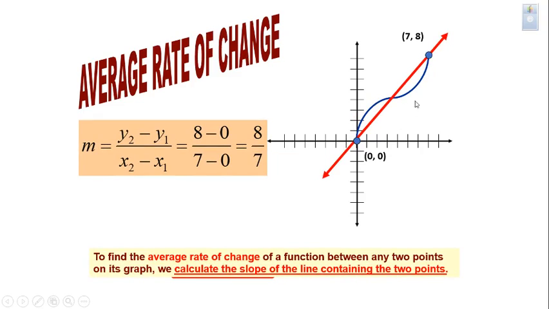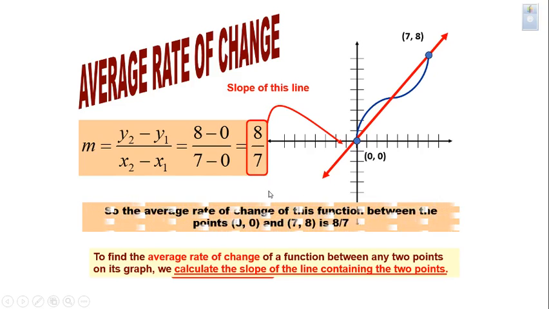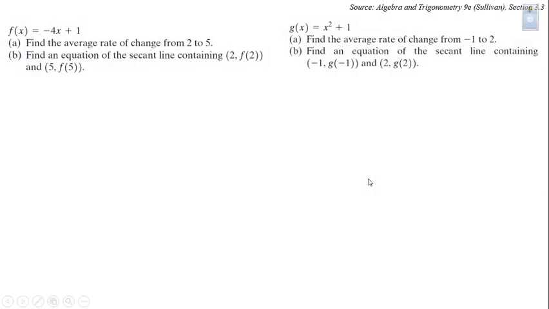So we just use the slope formula, m equals (y2 minus y1) over (x2 minus x1), and do 8 minus 0 over 7 minus 0, and simplify, and that's our slope. Very simple procedure. So the average rate of change from this point to this point is 8 over 7 y units per x unit. Let's try these last two examples, and that will be the end of our lesson.